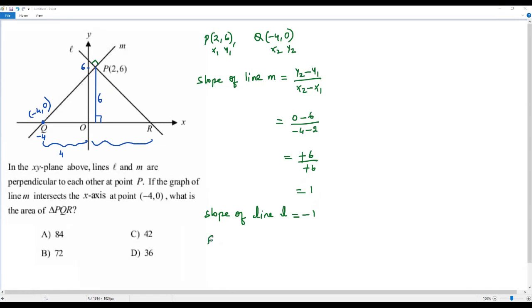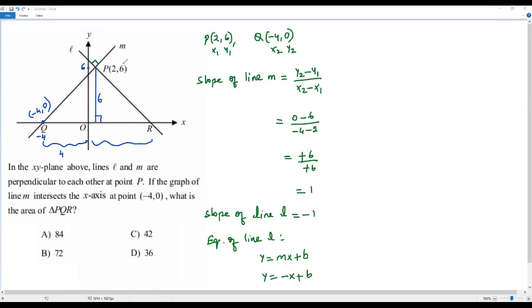Now let me write the equation of line L in slope-intercept form. That is y equals mx positive b. Here this m represents the slope of the line L. The slope of the line L, just now we got it, is -1. We can plug in -1 for this m, then we get -1x or just -x, positive b. Still the equation of line L is not complete because there is an unknown constant b. To get the value of this unknown constant b, we have to plug in one of the points on line L into this equation.